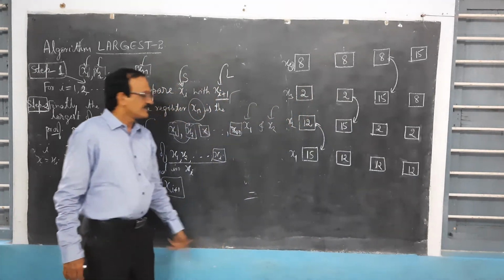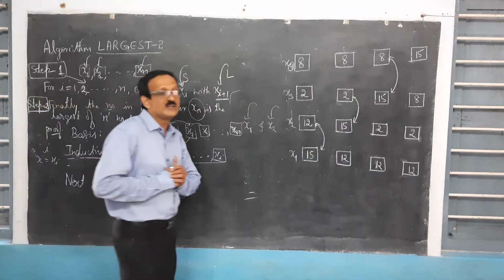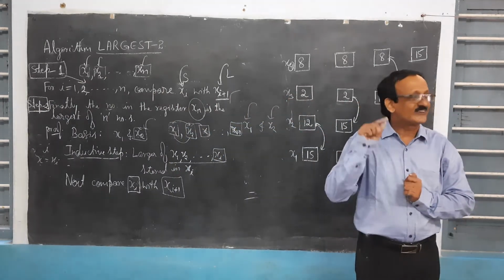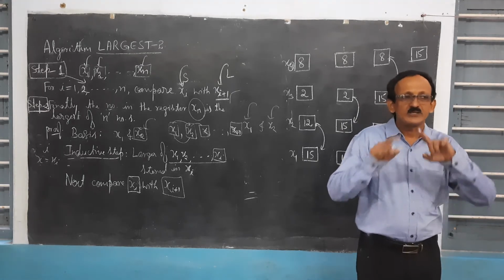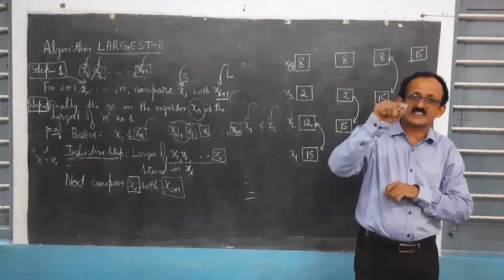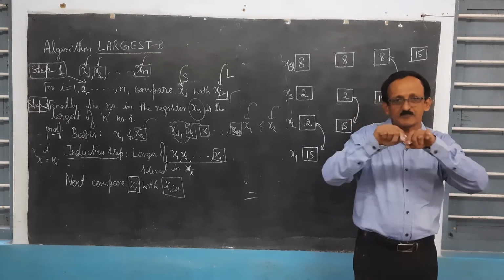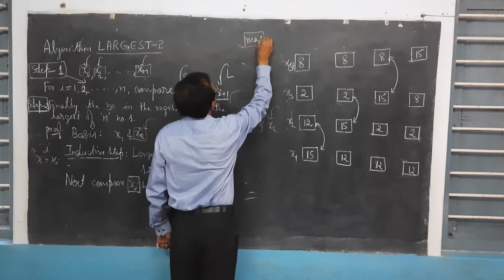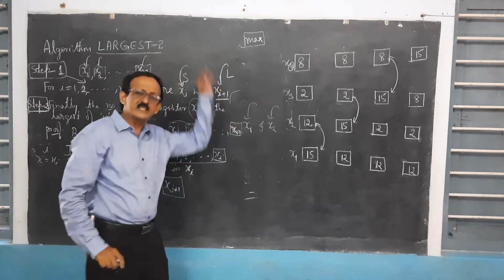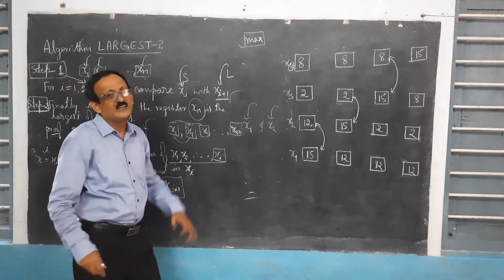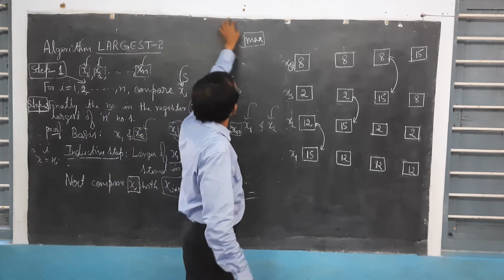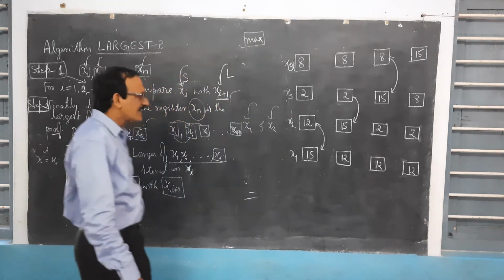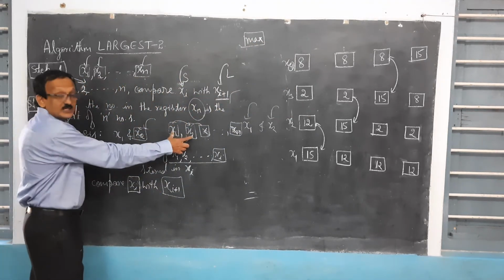In the largest-one algorithm, you had taken a separate box labeled max, and every time you compared x1, x2, etc. with the value in the register max. Here it is not like that. Every pair you take.